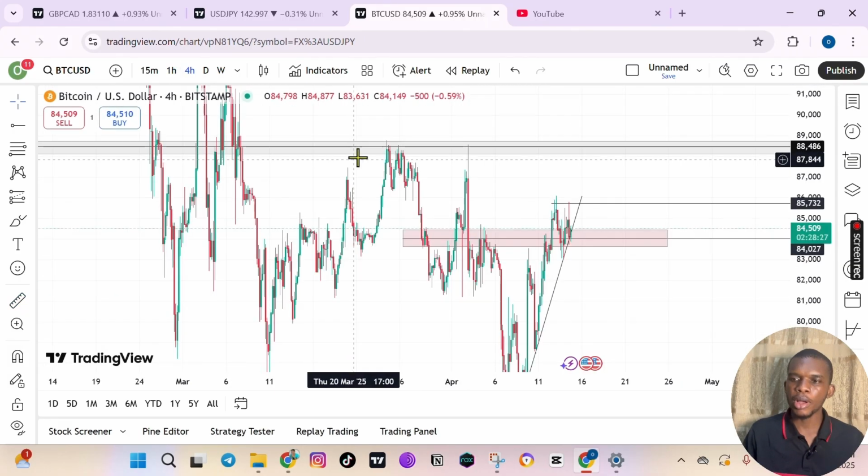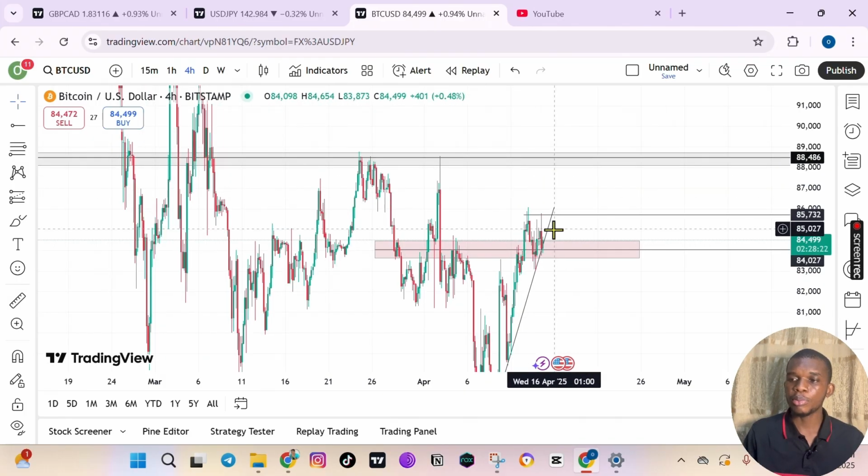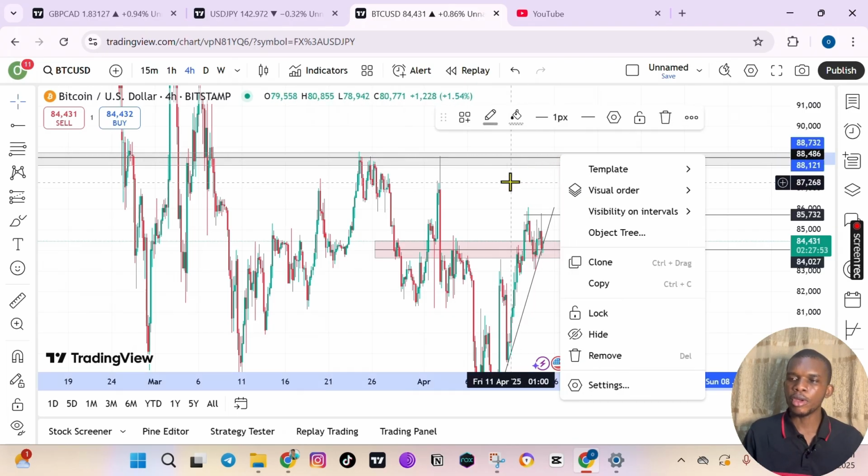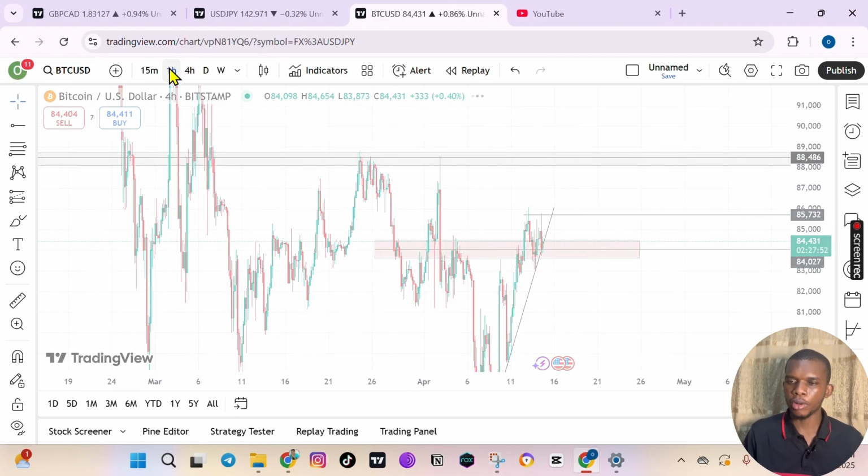It's because the market has been respecting this particular resistance level for the longest time. Now if this market breaks this black line right here, I'm expecting it to come to this particular area. Yeah, I'm expecting it to come to this particular area, but we have to leave room for doubt.